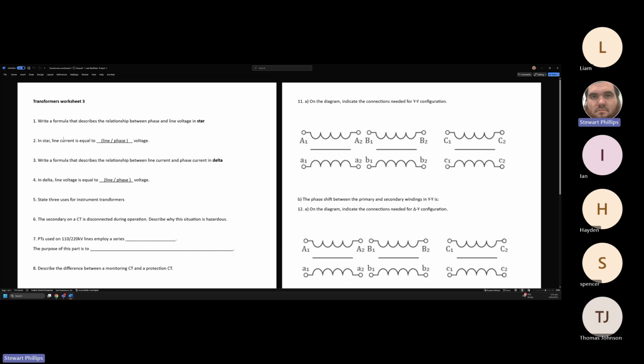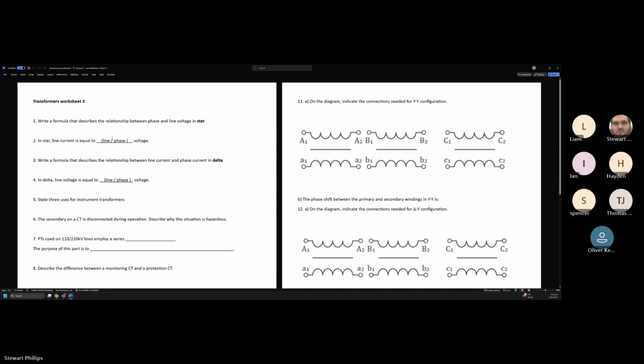So in star, line current is equal to line or phase voltage. So number 2: in star, line current is equal to line or phase voltage.